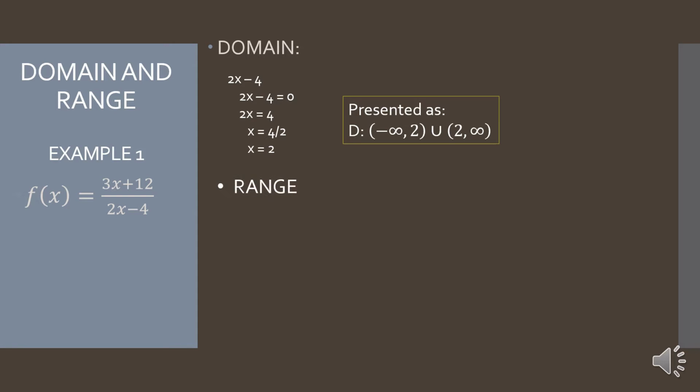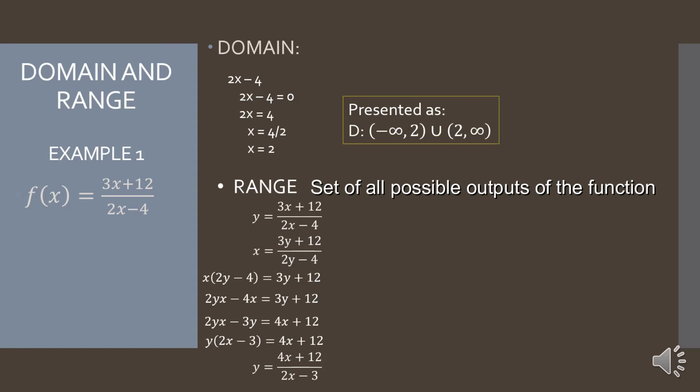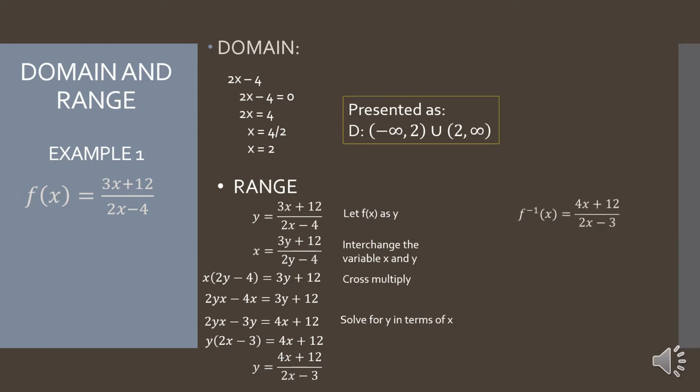So let us find the range of the function. For the range of the function, the first thing you need to do is to find the inverse of the function. Here is the inverse of the function. The first step here is to let f of x be y. Then interchange the variables x and y. Then you need to cross multiply. Then you need to solve for y in terms of x. Then factor out y. Then divide 4x plus 12 by 2x minus 3. Here is the inverse of the function. The inverse of x is equal to 4x plus 12 divided by 2x minus 3.